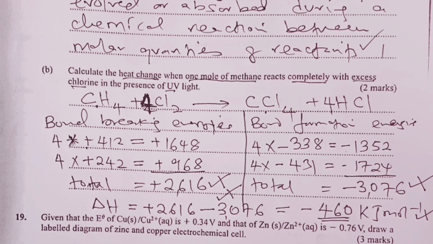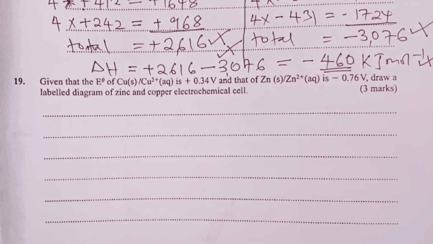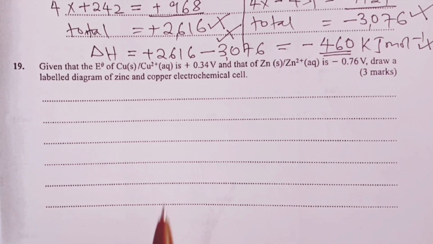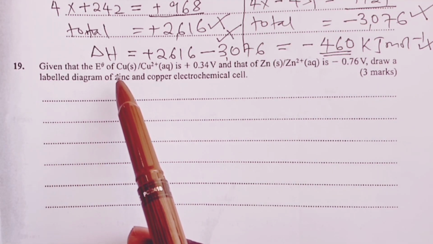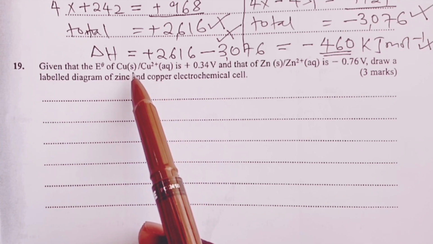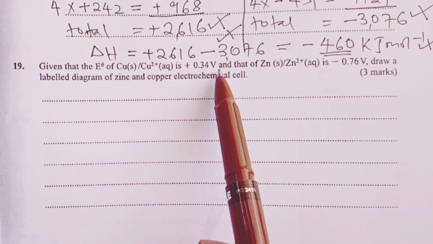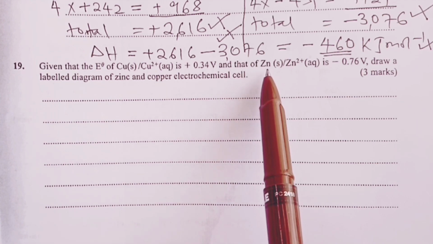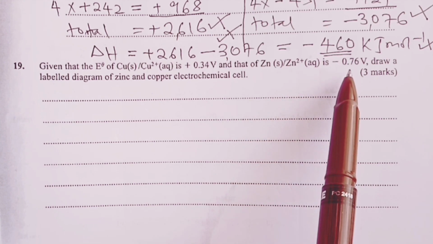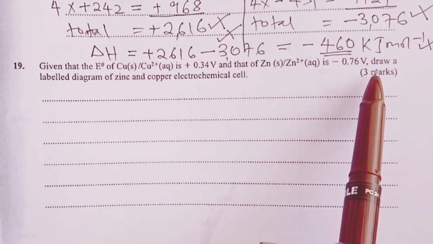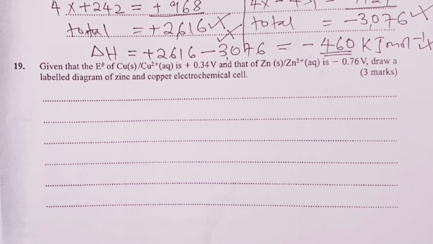We proceed to question number 19. Question 19 is still from Form 4, but the topic this time is electrochemistry. Given that the E naught of copper half cell, that is copper ions, is positive 0.34 volts, and that of zinc half cell, that is zinc solid zinc ions, is negative 0.76 volts. Draw a labeled diagram of the zinc copper electrochemical cell.